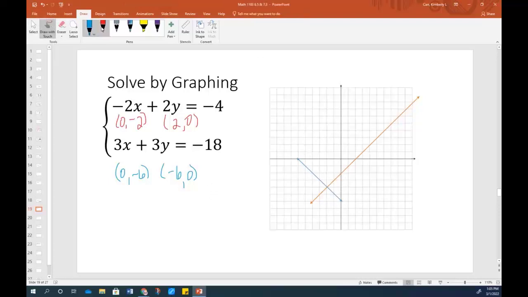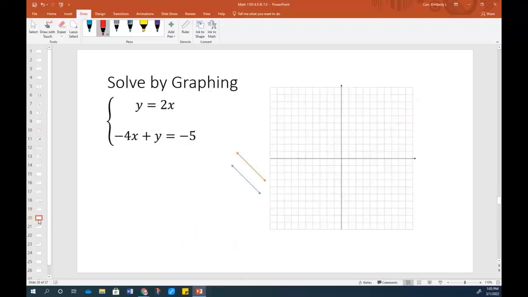So it looks like I have a pretty decent visual of where they intersect, and this one's nice and clean. They intersect at -2, -4. So I should be able to check that in both of them. I'm just going to do that orally real quick. So plugging in a -2 and a -4, I would end up with 4 minus 8. That is -4, so that one checks. In my other one, I would have -6 plus -12, and that's -18, so that checks.